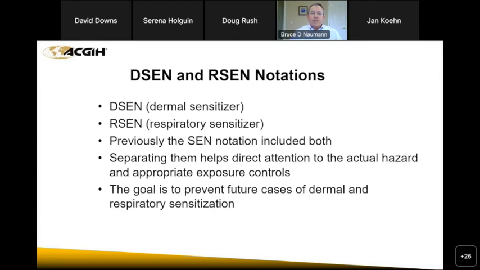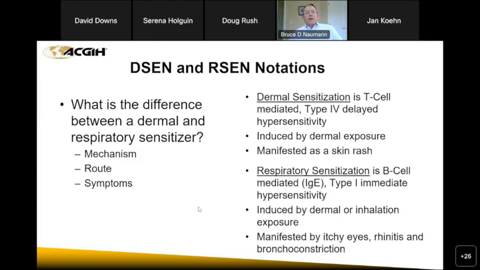But in both cases, these are designed to highlight that hazard or those hazards and to prevent future cases of dermal and respiratory sensitization. I'm going to give you an example at the end of how we would set a surface limit for a skin sensitizer. And again, the idea is to prevent new cases because once you're sensitized, then it's a lot more difficult to prevent those. We're just trying to prevent the induction of sensitization.